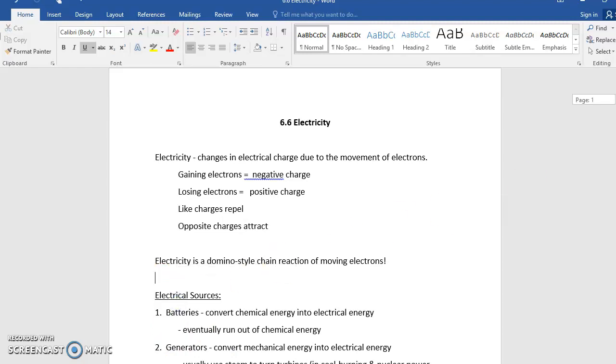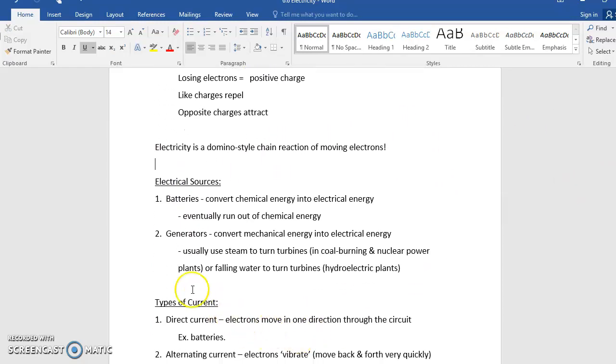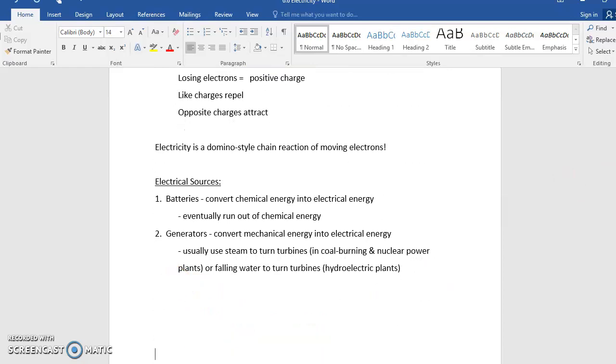Okay, so how do we generate electricity? Well, there's a couple different ways. We use batteries a lot of the time, things like AAs or AAAs, or your cell phones run on batteries. Batteries work by converting chemical energy into electrical energy. The type of chemical reaction that's involved varies a bit. You've probably heard about lithium-ion batteries, maybe. That would be a specific chemical reaction.